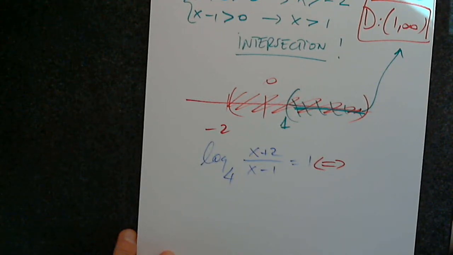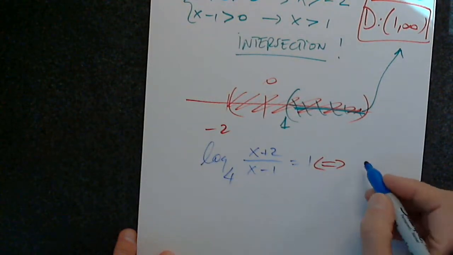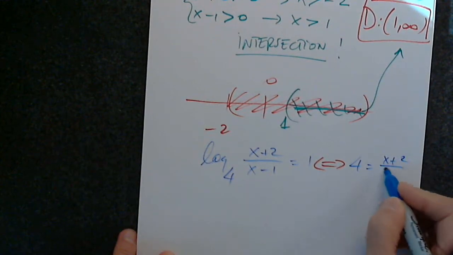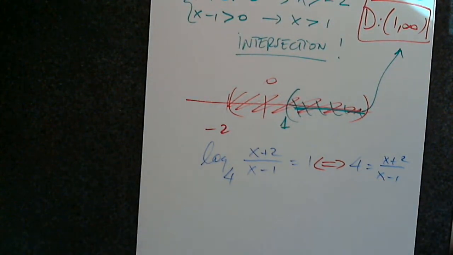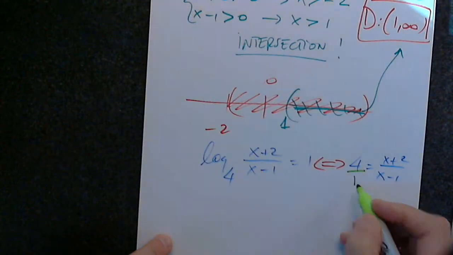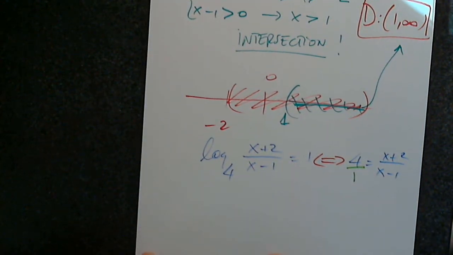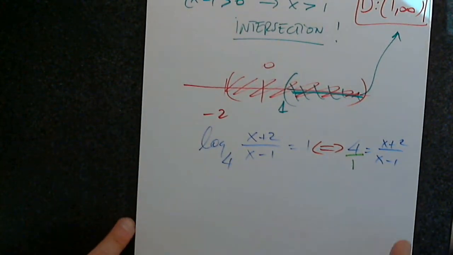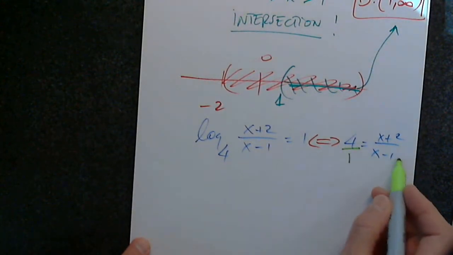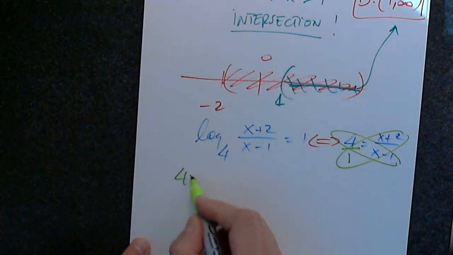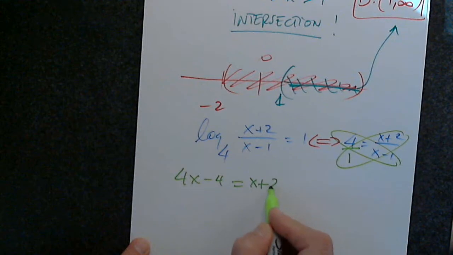So it would be 4 to the 1 power equals x plus 2 over x minus 1. Excellent. Now this is coming from our past. What is it and how do I solve it? The rational equation. Exactly. What does that mean? What am I telling you to do? Very good. So I cross multiply. So I have 4x minus 4 equals x plus 2.